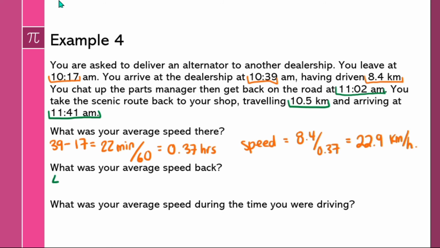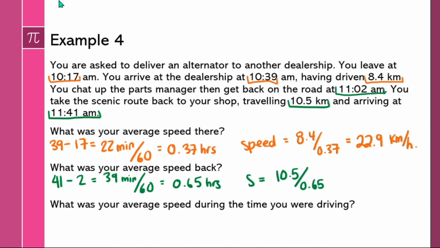Same thing. 41 minutes minus 2, 11:02, gives me 39 minutes traveled. I divide that by 60 to convert it to hours, which is 0.65 hours. So my speed is the longer distance divided by 0.65, and somehow I managed to go even slower. 16.2 kilometers per hour. Really dragging my heels here.